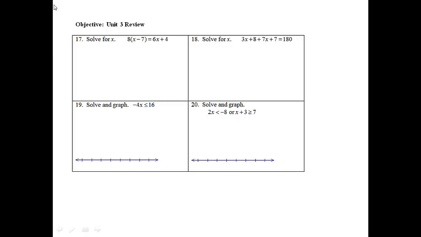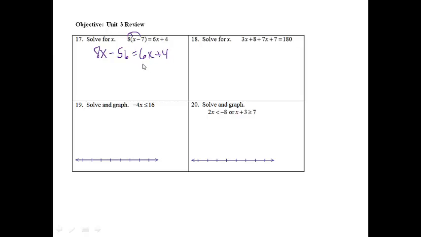Right, Unit 3 review, 17, solve for x. 8 parentheses x minus 7 equals 6x plus 4. The first thing that I would like to do is get rid of my parentheses, so I'm going to distribute. I'll get 8x minus 56 is equal to 6x plus 4.